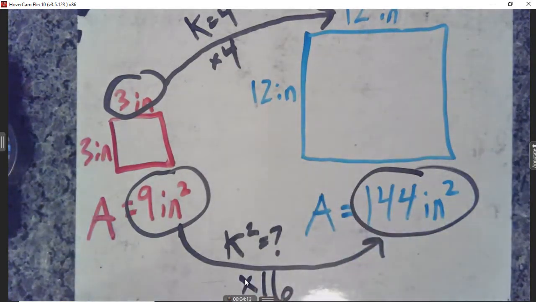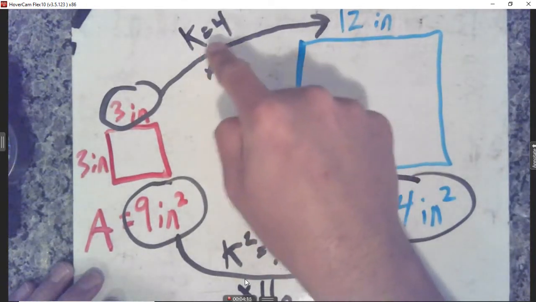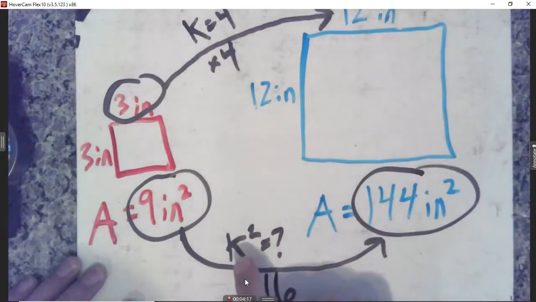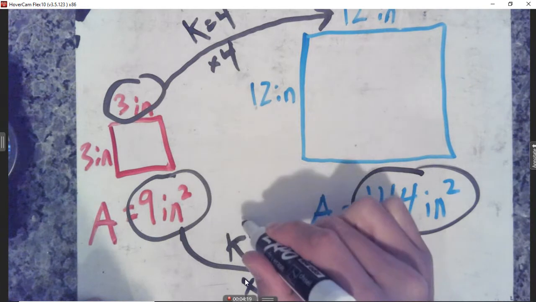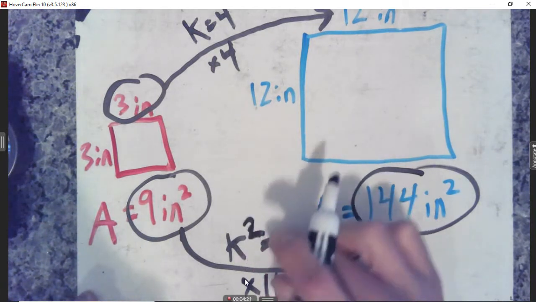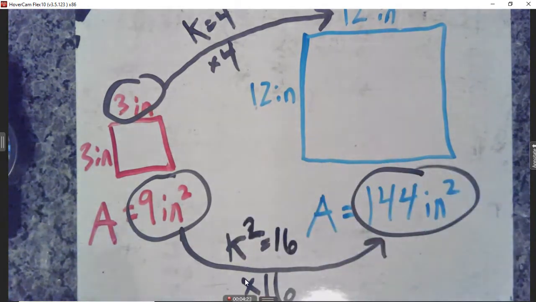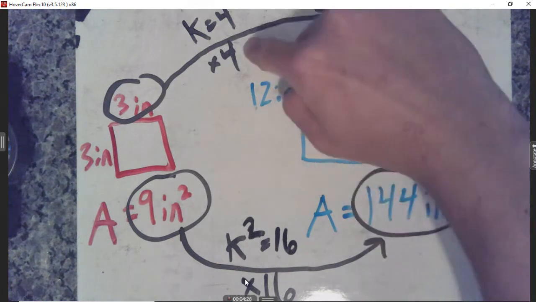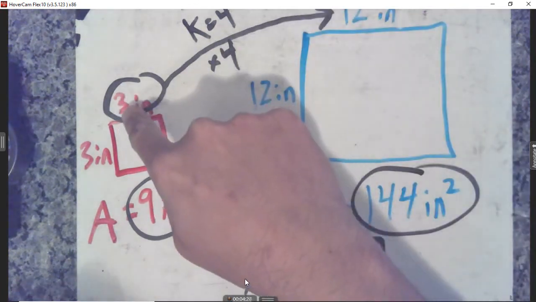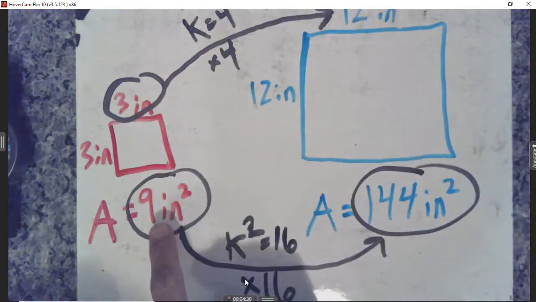My K originally was K equals 4, so K squared is now 16. Remember, the scale factor for my lengths is K, and the scale factor for the area is K squared.